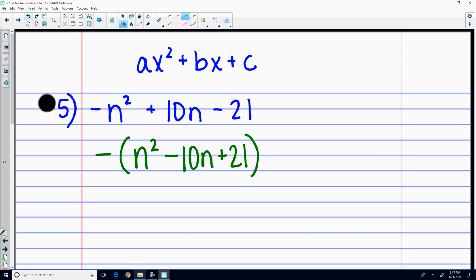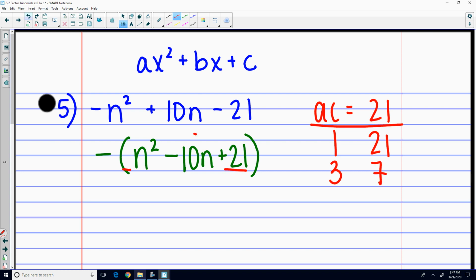It goes on my final answer. We're just going to factor the stuff inside. So I have a 1 in the A position and a 21 in the C position. A times C, 1 times 21 is 21. The factors are 1, 21, 3, and 7.